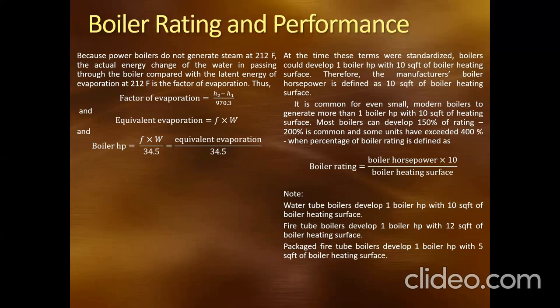Note, water tube boilers develop one boiler horsepower with 10 square feet of boiler heating surface. Fire tube boilers develop one boiler horsepower with 12 square feet of boiler heating surface. Package fire tube boilers develop one boiler horsepower with 5 square feet of boiler heating surface.